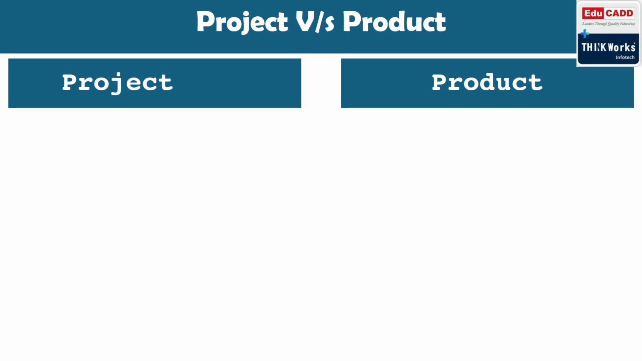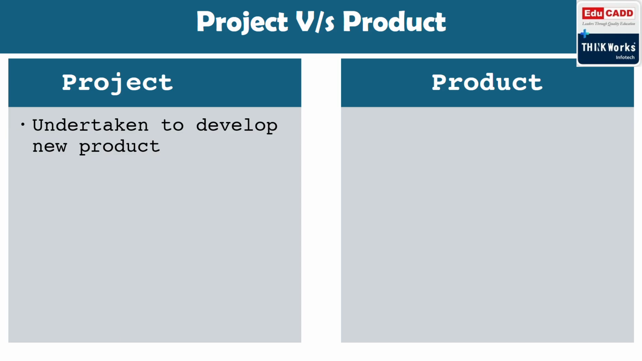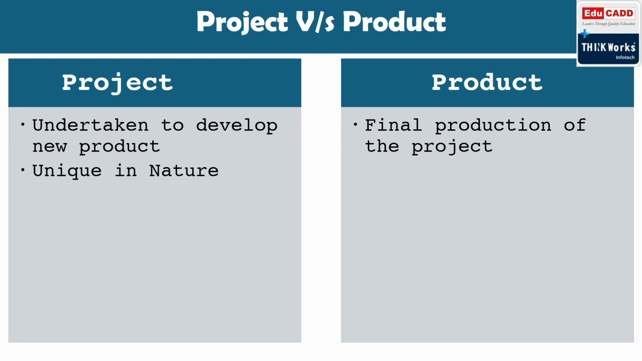Now let us see what is the difference between project and product. A project is undertaken to develop a new product. As we already discussed, a product is the final production of a project, the final output we can say. A project will be unique in nature. Every project will have a different set, different target. A product is repetitive. Once manufacturing is started, we'll be making a number of the same product.